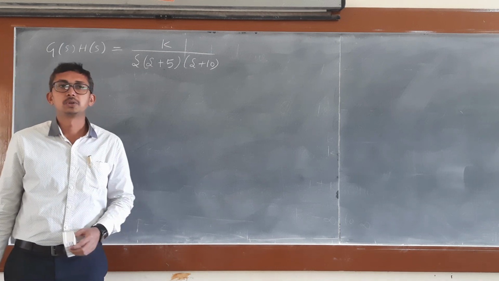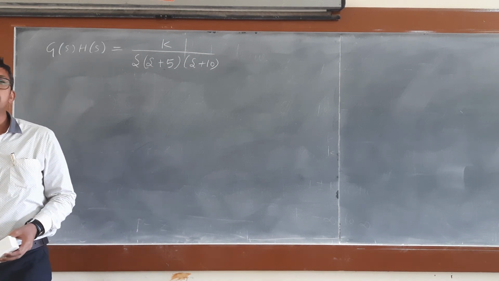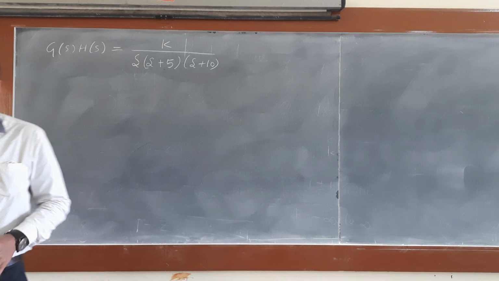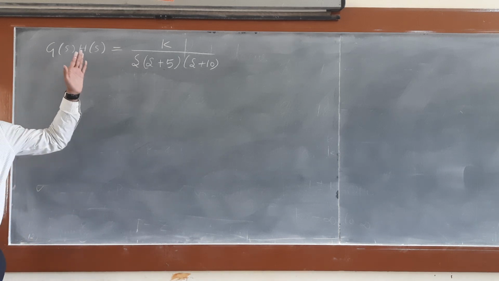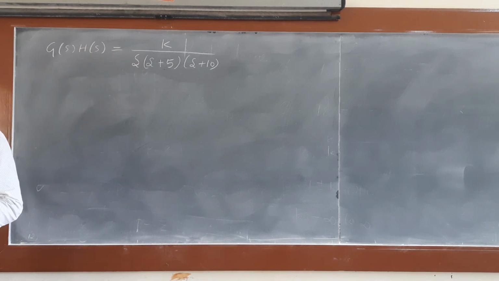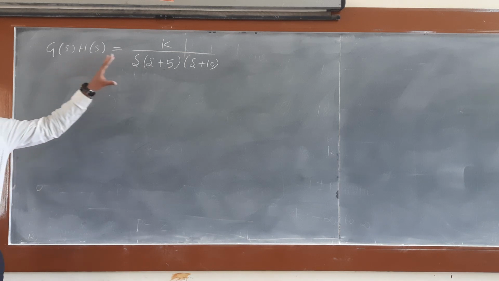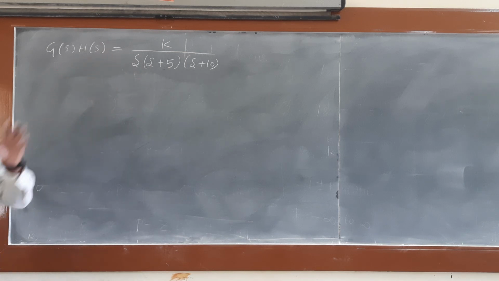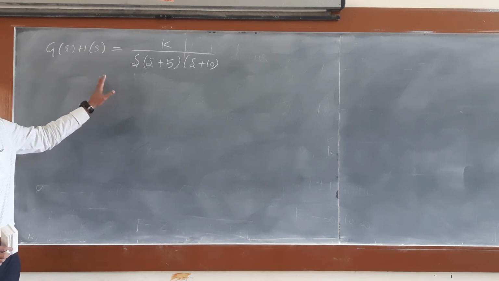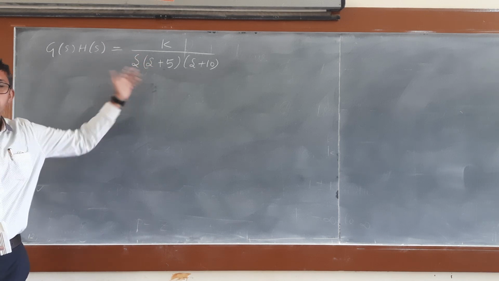Okay, sir. So let's start with the first column in root locus. The G(s)H(s) of a given closed loop system has been given. So this is what we require to start with the problem. We need to consider the G(s) into H(s). So this is the given problem.